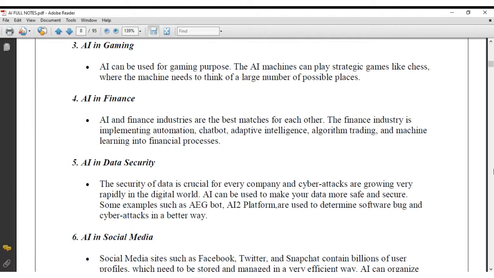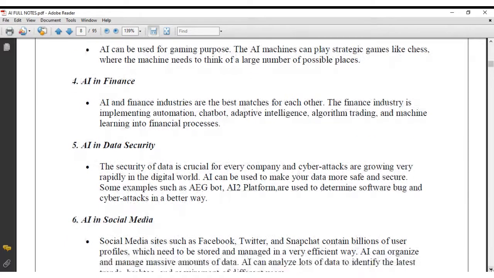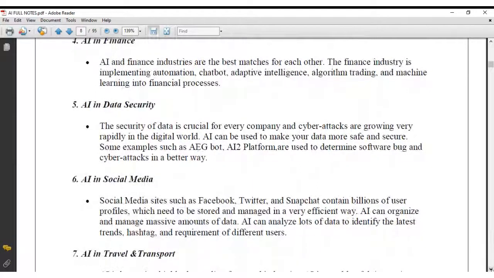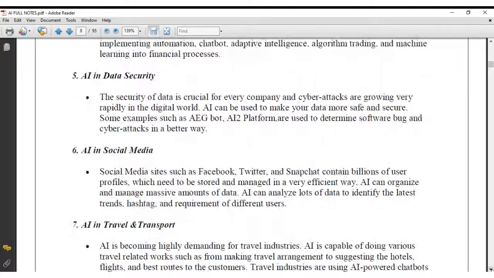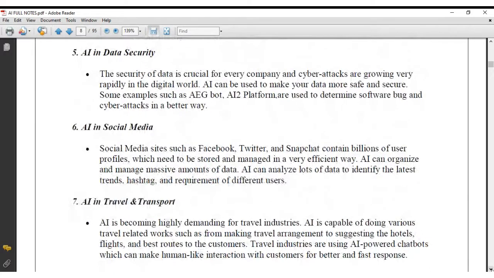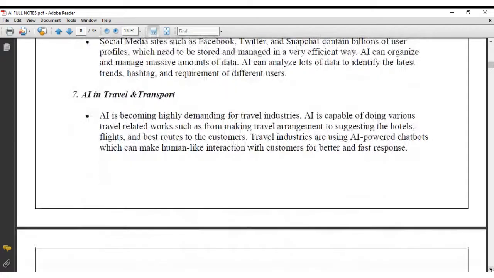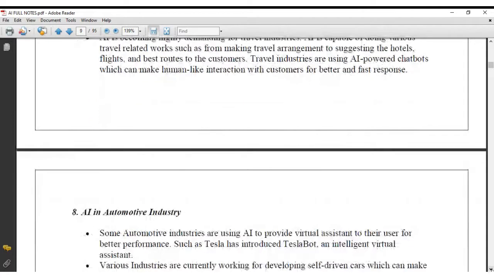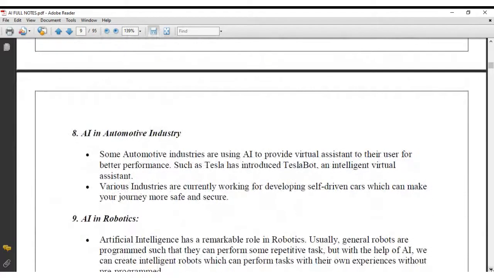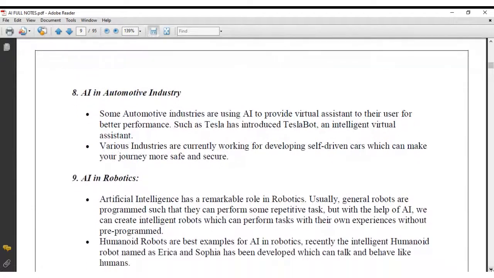Then there is also AI in data security, where we can implement protection of data, what we call cyber security, so that our websites can be secure from hacking and such things. Then AI in social media, like in Facebook and Twitter and Snapchat and Instagram. AI in travel and transport. This is where we are talking about self-driving cars. AI in the automotive industry. AI in robotics.